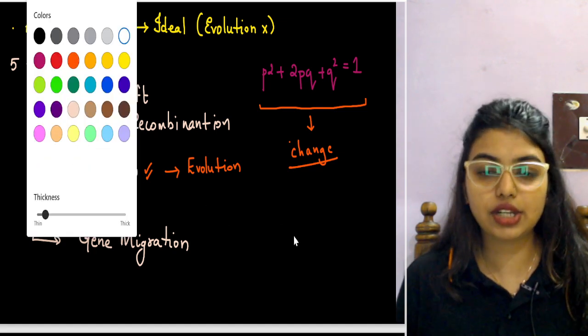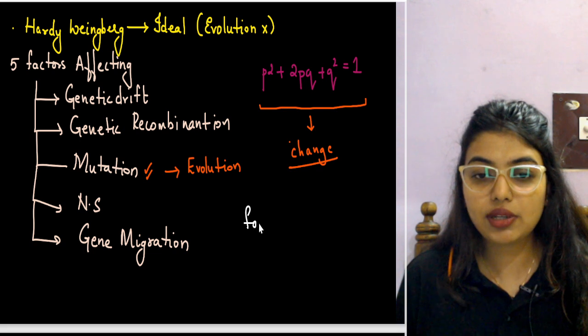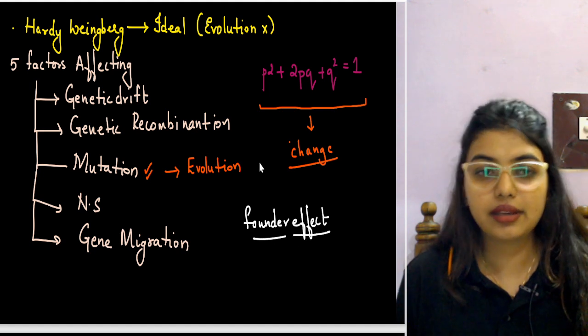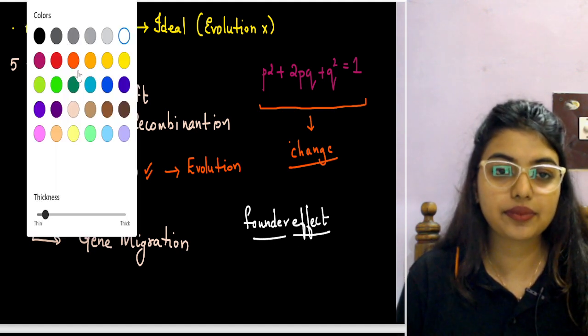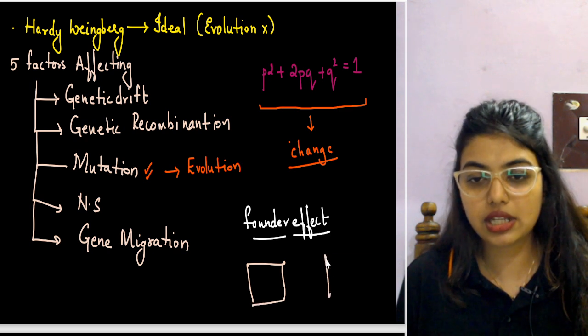Now, one more thing you have to understand is something called the founder effect. Founder effect is nothing but, let's say, here this is one population, this is another population.